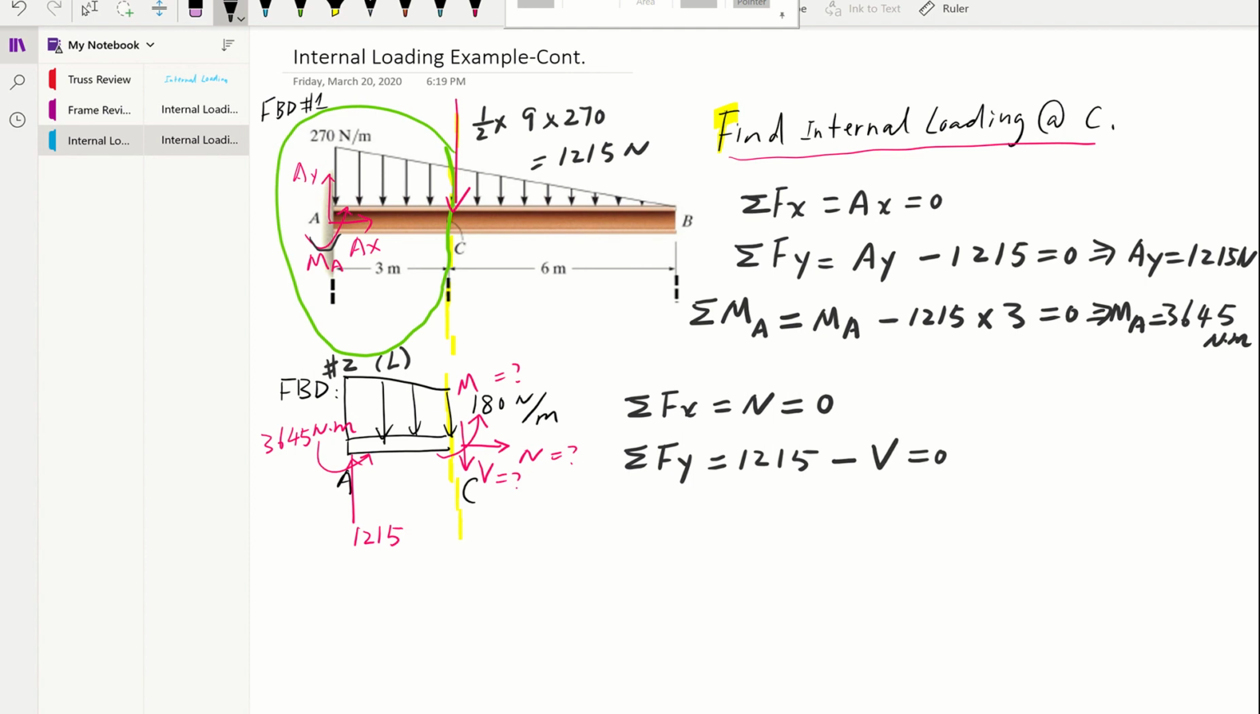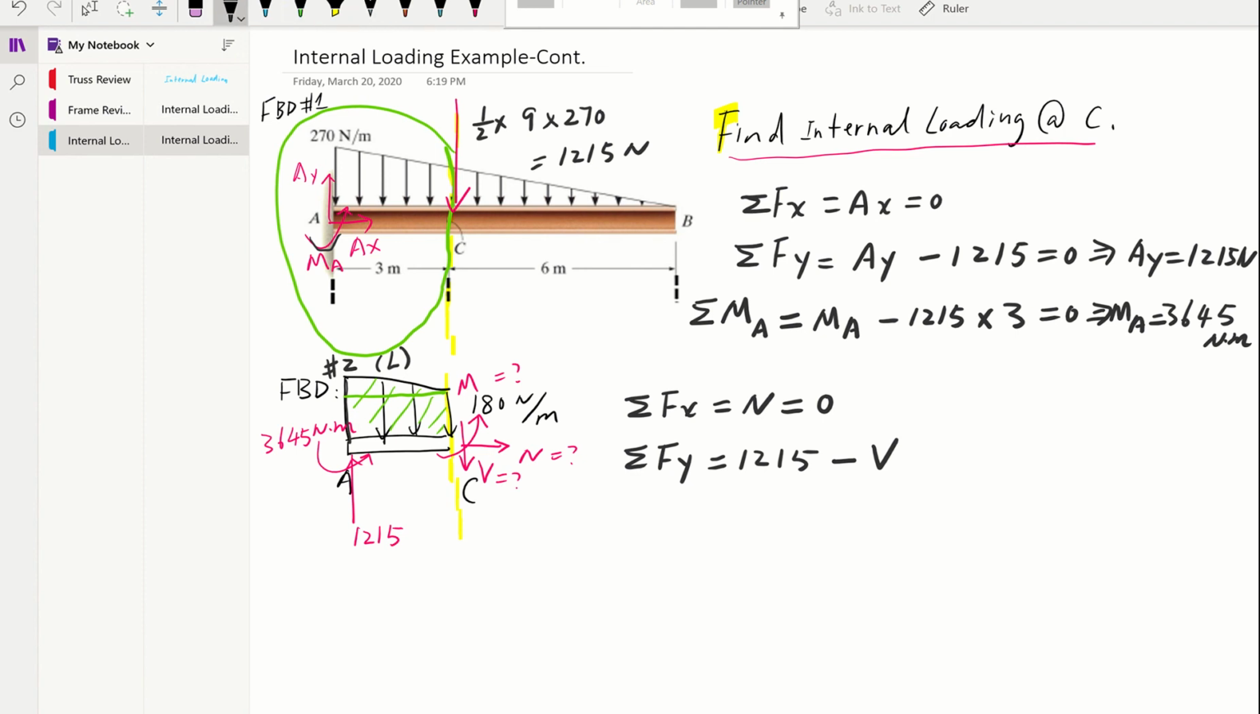Oh, I'm missing something. I forgot the distributed load, so I'm going to go back. Our distributed load is going downward too. This is interesting because what shape is this distributed load? It's a trapezoid shape, so it's a triangle on top of a rectangle. To find the entire area, we need to go ahead and solve that.